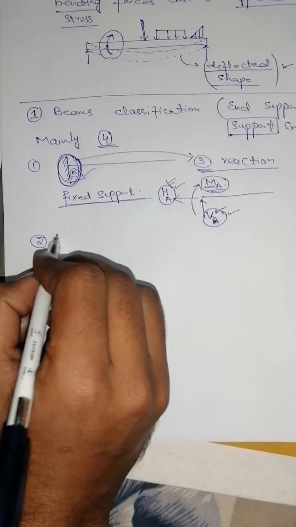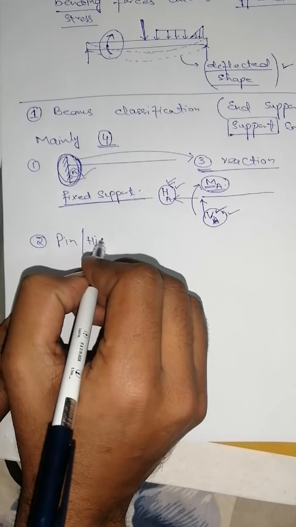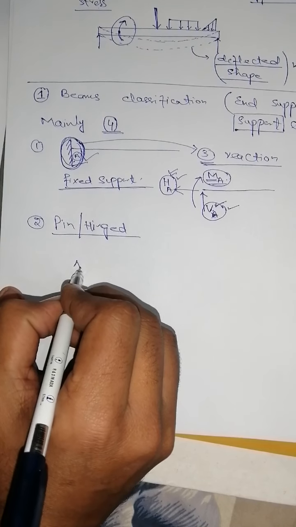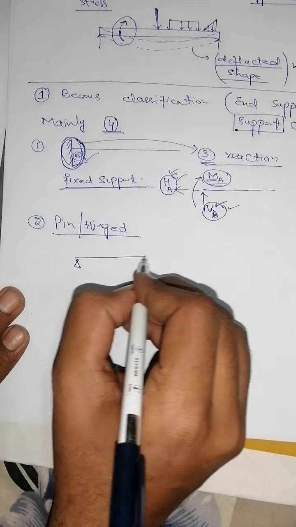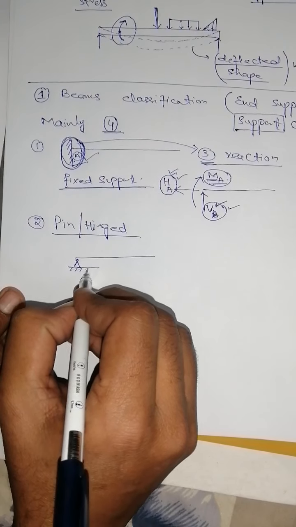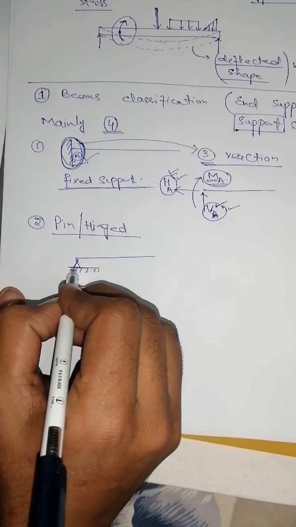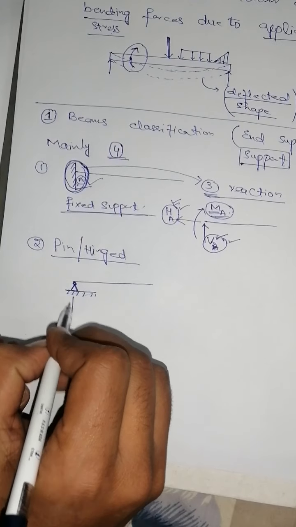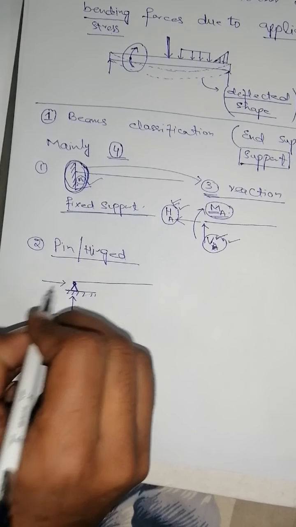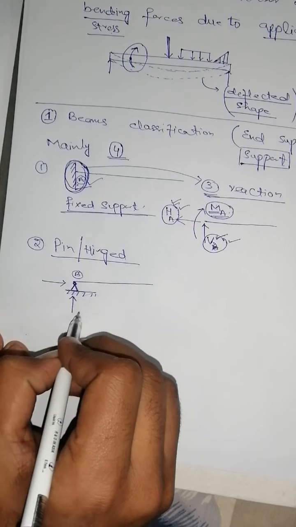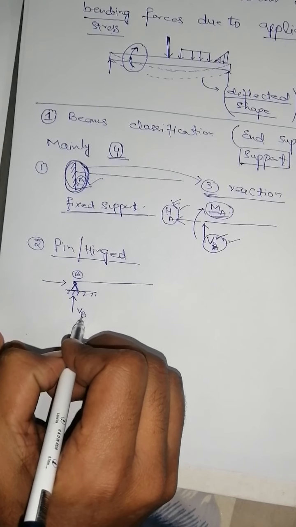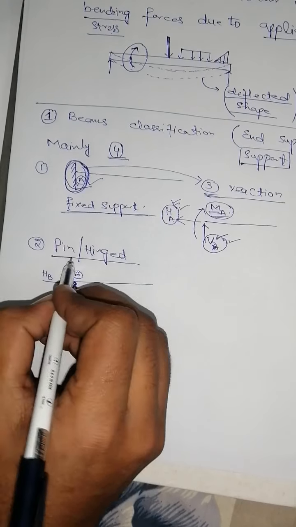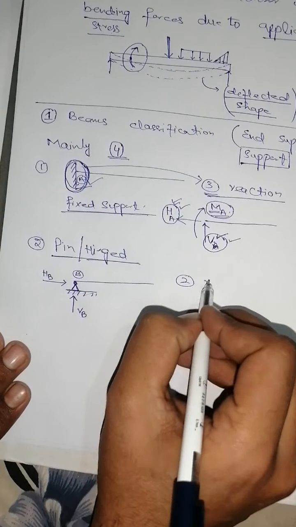The second type of support is a pin support or a hinge support. A pin is shown like this. This is the pin and this is the solid support. A pin support has two reactions in total: one vertical reaction and one horizontal reaction. Suppose we have this point B, then the vertical reaction is known as VB and the horizontal reaction is known as HB. So in a pin or hinge support we have only two reactions.